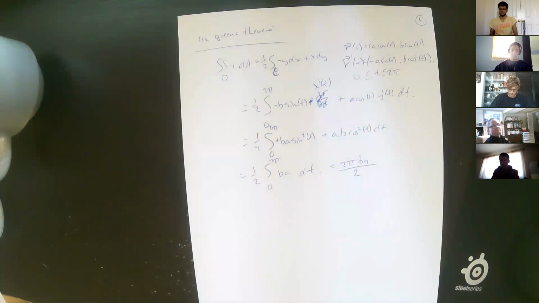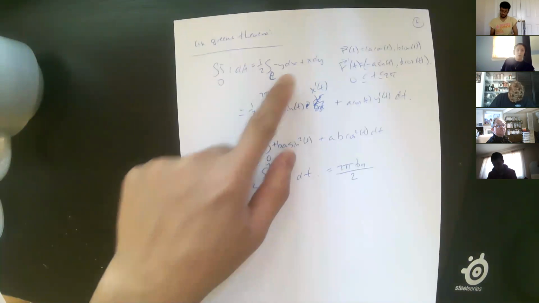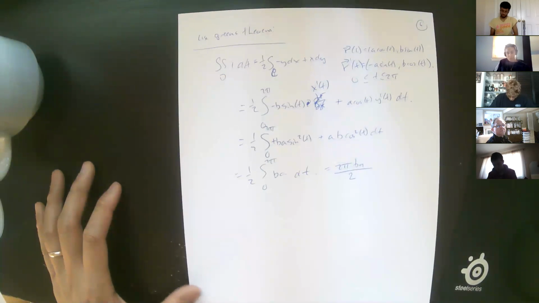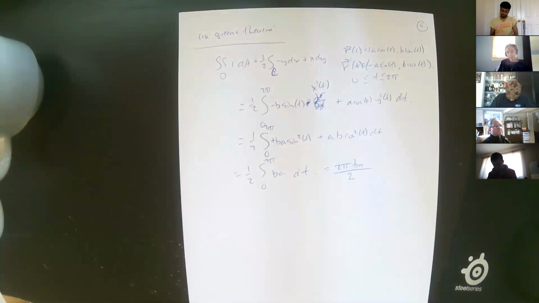Any questions? So what did we do there? We just picked a nice parameterization and then picked a description of area that suited our needs, right? And then computed the line integral instead of the double integral, because this time the line integral was easier. Any questions about that? No?